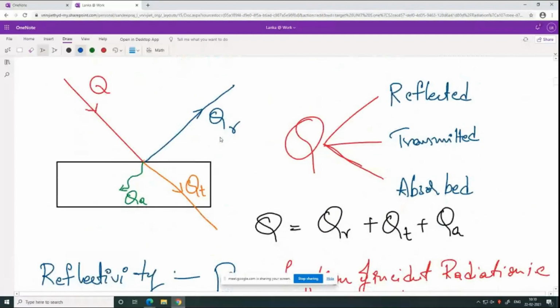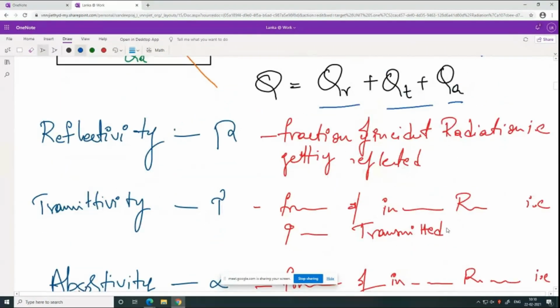Also, we have seen this concept here. We have taken a body. On a body, there is an incident radiation, and this incident radiation is reflected, and it is transmitted and absorbed also. So there is a reflected part, a transmitted part, and an absorbed part. So whatever Q you have, it can be written as the summation of these three. This is how you can write for your Q.